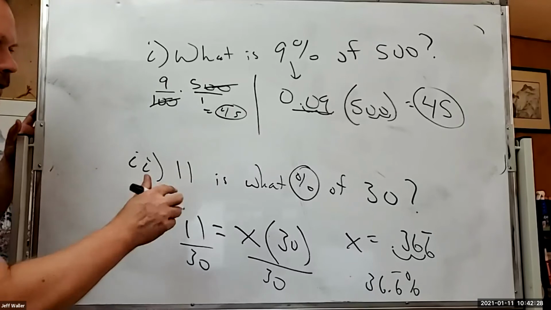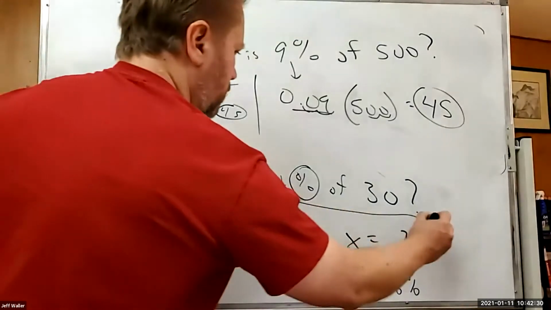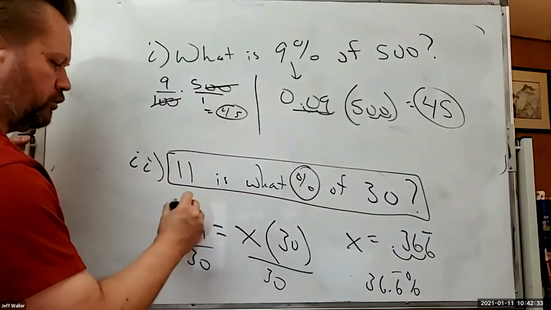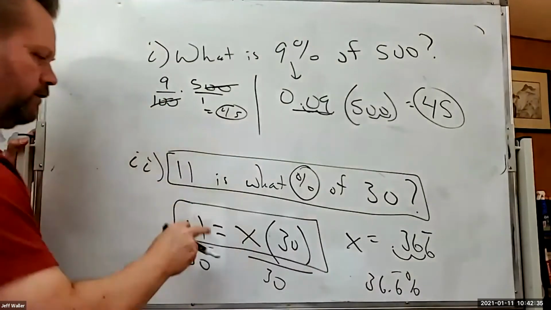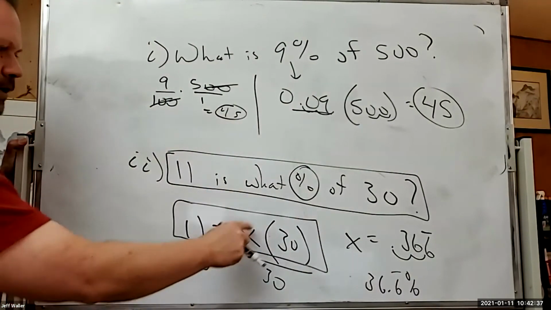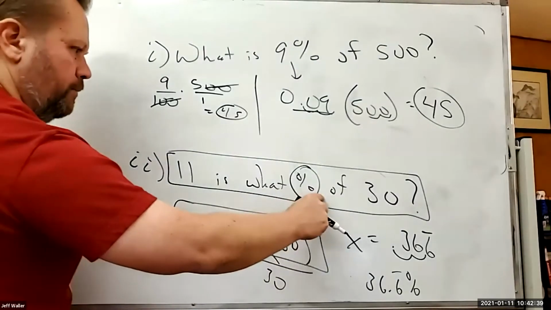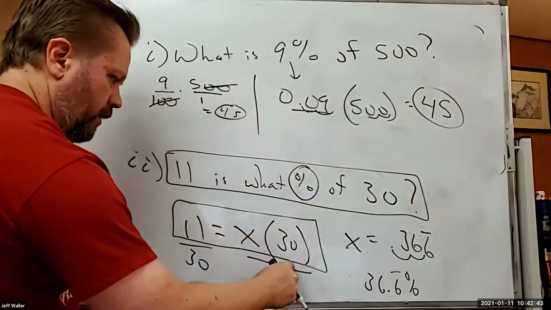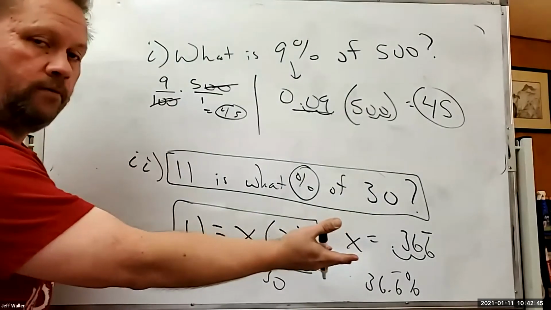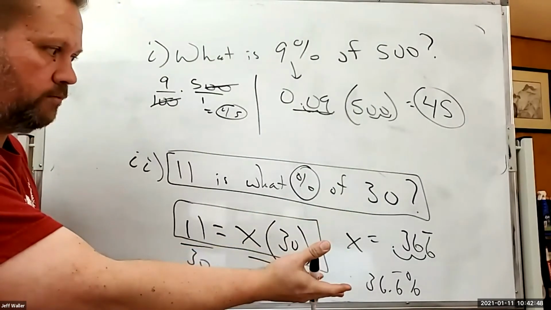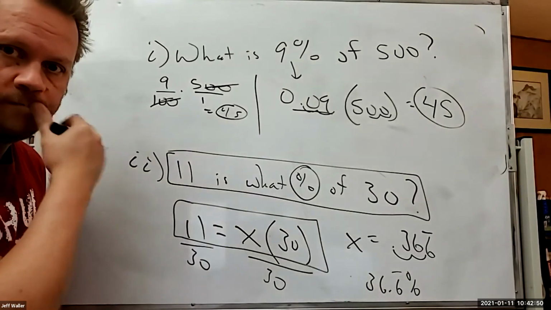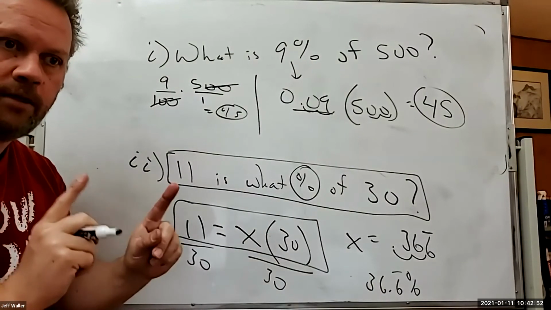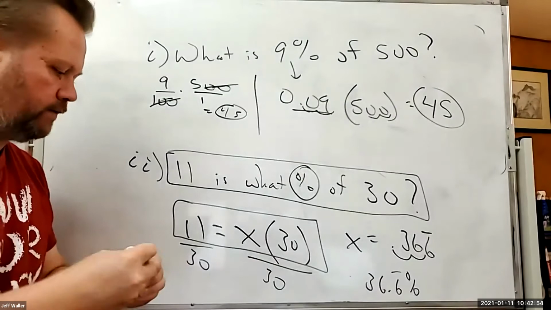So you can take this form of question and translate it directly into an equation. 11 is what percent of 30? "Is" means equals, "what percent" is the unknown, "of" means times 30. And then you just solve. Okay, so let's try this.